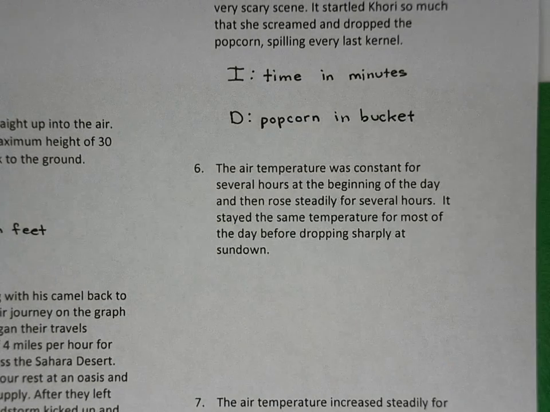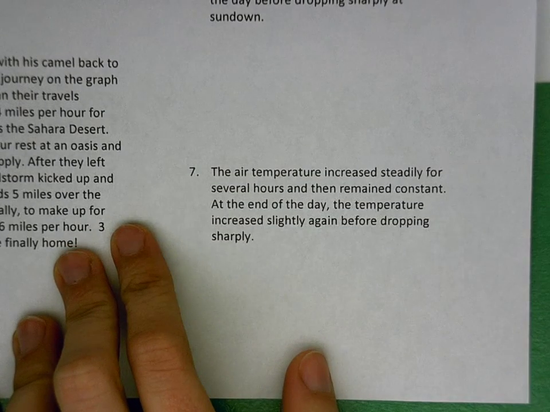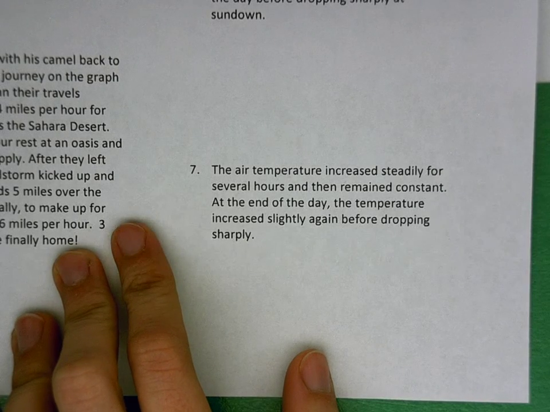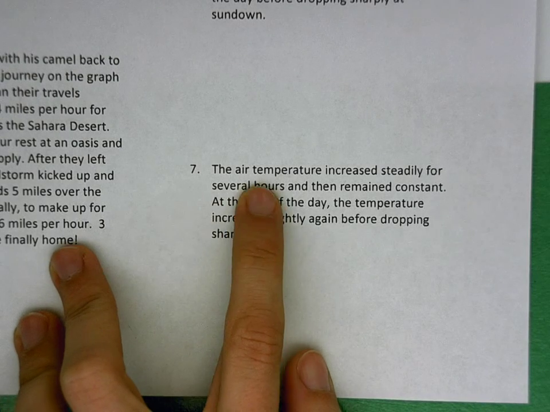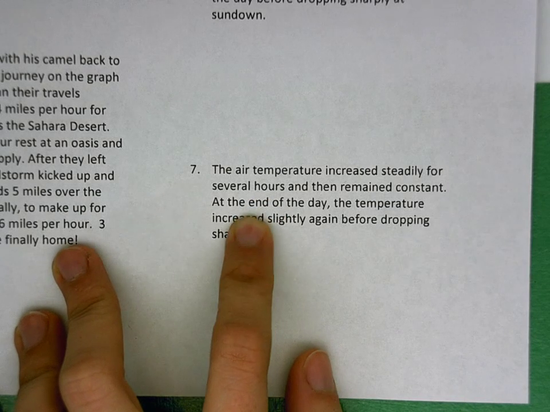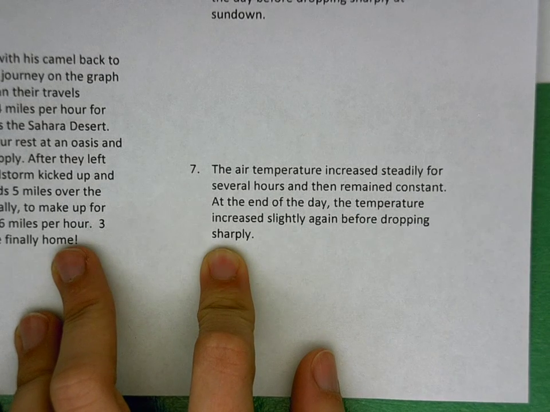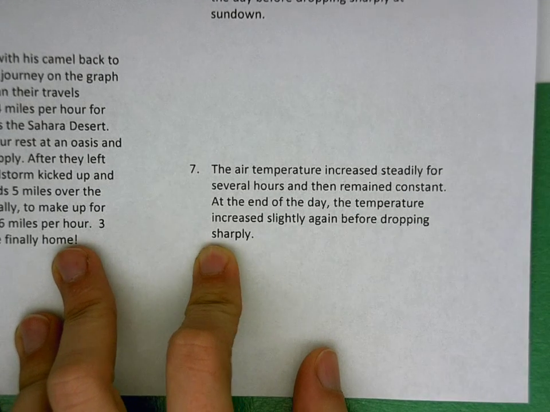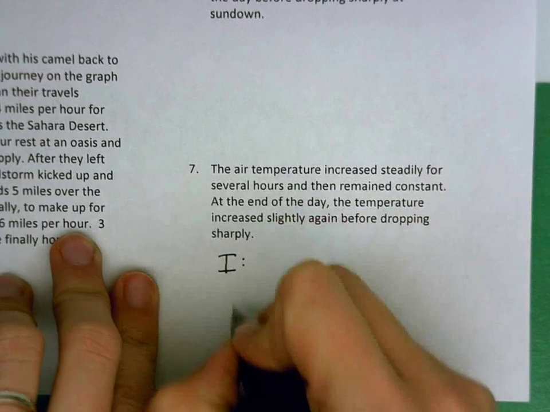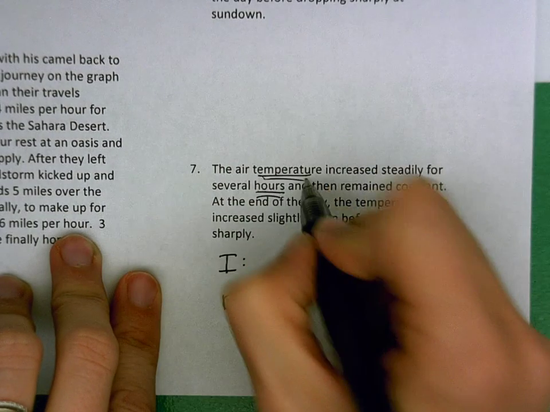Okay. Number 7, last one we're going to do here. Just drawing story graphs, right? Just drawing the shape of the event that's taking place. The air temperature increased steadily for several hours and then remained constant. At the end of the day, the temperature increased slightly again before dropping sharply. Okay, so what two things are being measured? Well, I notice hours, so time is getting measured, and I notice that temperature is getting measured.